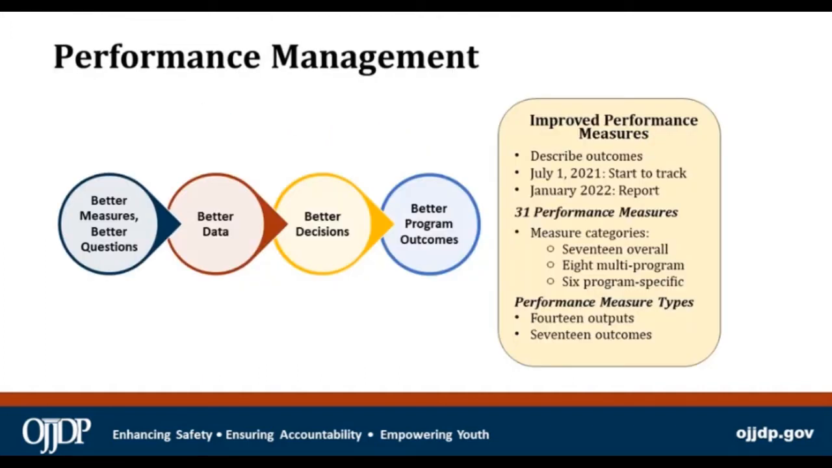For the VOCA questionnaire, there are 31 performance measures. For the measure categories, we have 17 overall performance measures, 8 multi-program and 6 program-specific, and those 31 are broken down by 14 outputs and 17 outcomes.